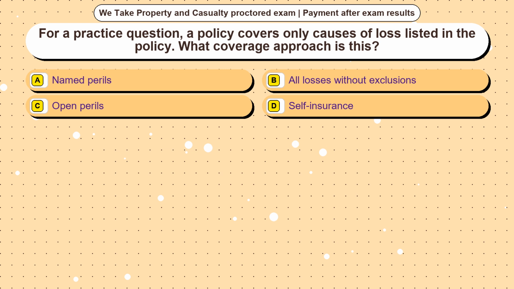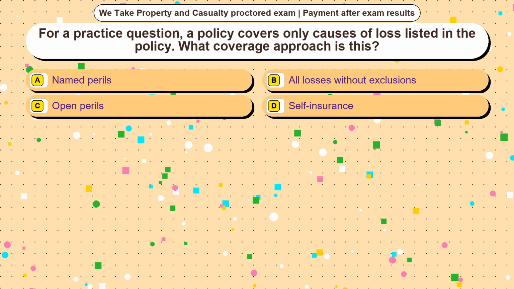Question 16. For a practice question, a policy covers only causes of loss listed in the policy. What coverage approaches this? Option A, named perils. Option B, all losses without exclusions. Option C, open perils. Option D, self-insurance. The correct answer is option.